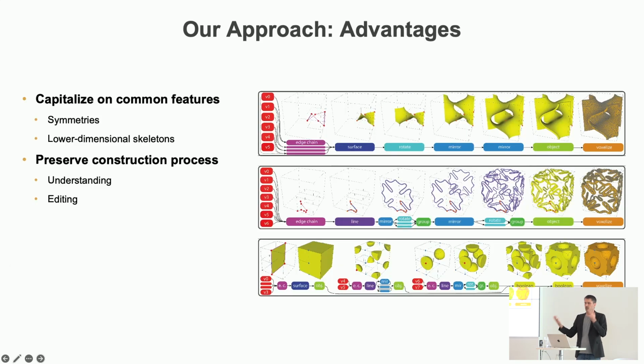Now, you might ask, why solve this problem in such a way? I think this representation offers quite a few nice advantages. First of all, it really capitalizes on the features of how microstructures are usually built up, such as symmetries and so on. This comes very naturally. And also the representation preserves the construction process. So we have this step-by-step process, which makes it easy to understand what is going on, and it also makes it easy to edit these structures.